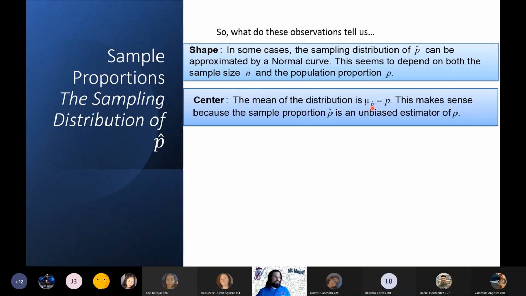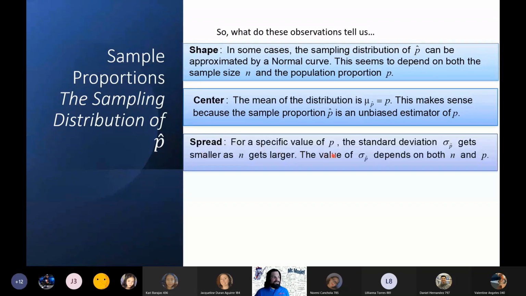Center, the mean of the distribution is mu of p hat, and that equals p. This makes sense because the sample proportion p hat is an unbiased estimator of p. So this is kind of nice. The mean of our sample proportion is just the proportion from the population that it's supposed to be.